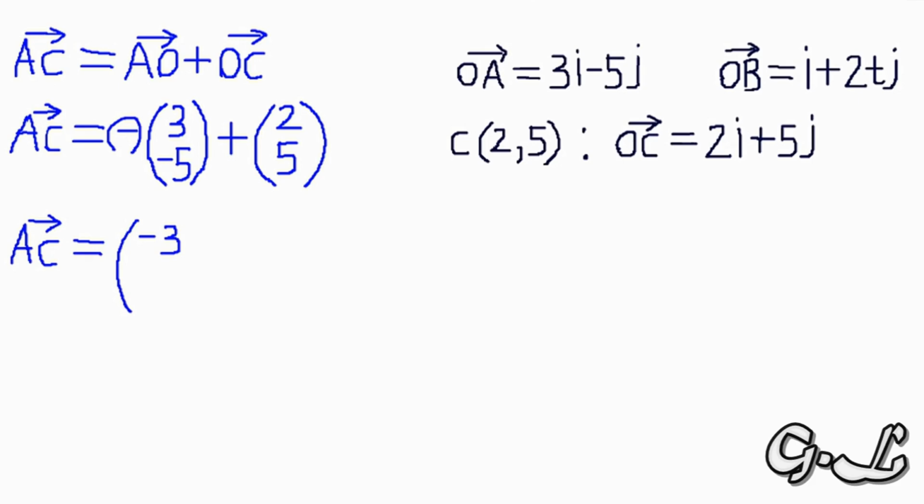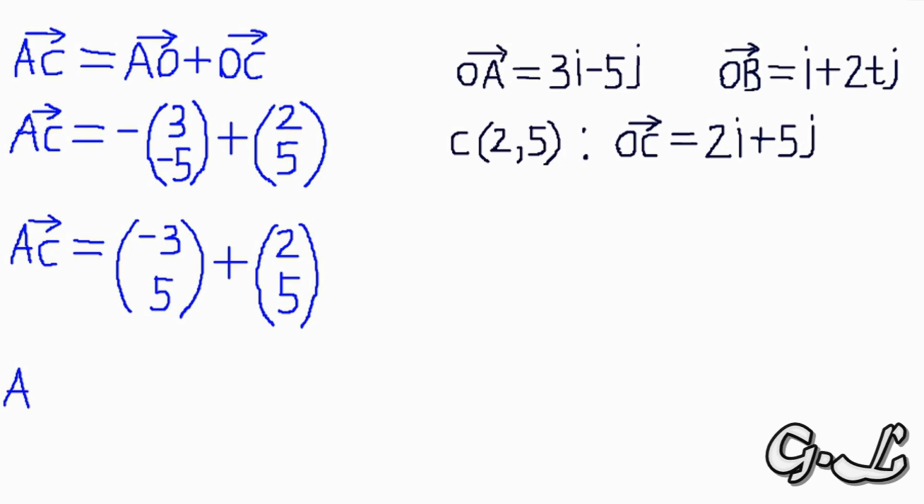So negative times negative 5 is going to give you positive 5, and then we're going to maintain the plus which is in between, and then we're going to write those which are on the right hand side, and it is going to be like that. So vector AC is equal to, we're going to do the simplification.